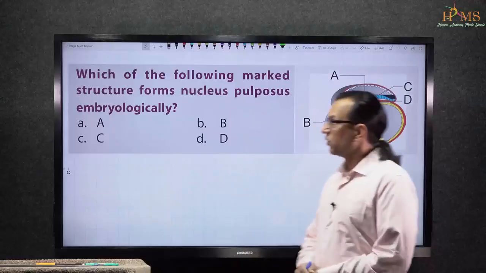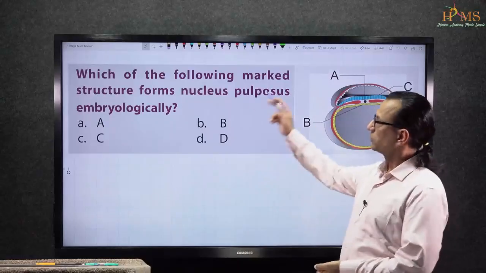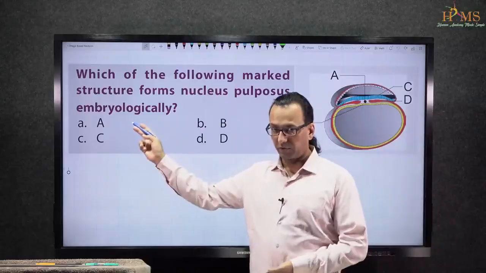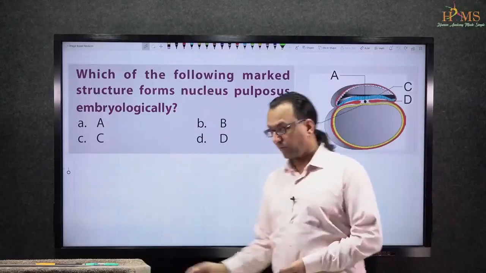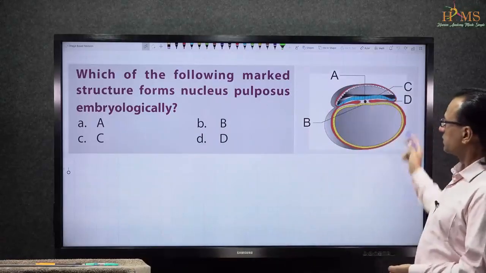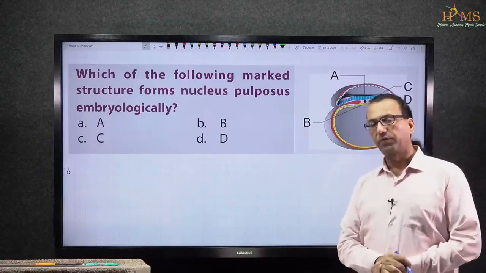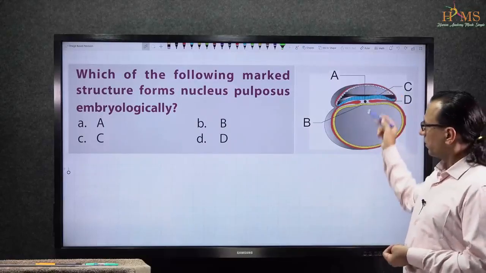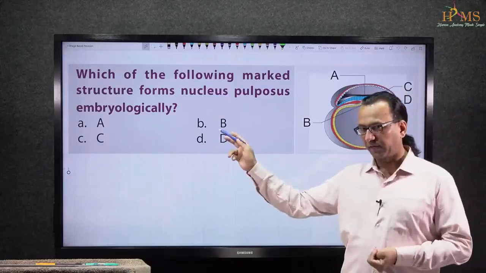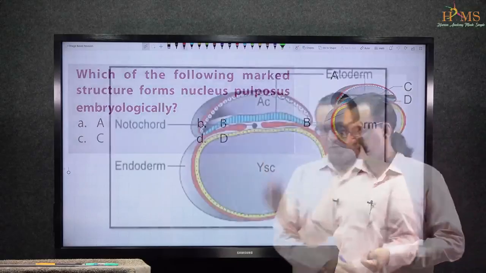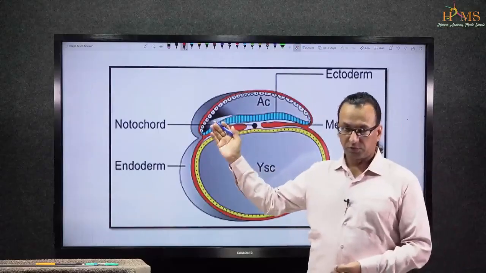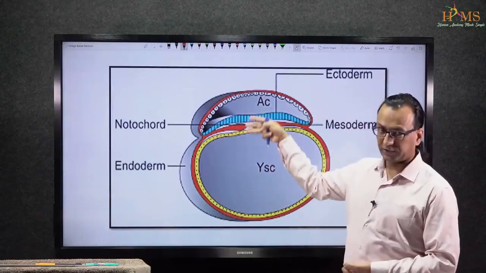Presently, we are looking at this question asking us about some marking for nucleus pulposus, the embryological origin of that. We can see it's a transverse section of the embryo showing 3 germ layers. Before we comment upon the answer, let us have some details of the diagram first. It is a transverse section of the embryo showing the 3 germ layers after gastrulation.